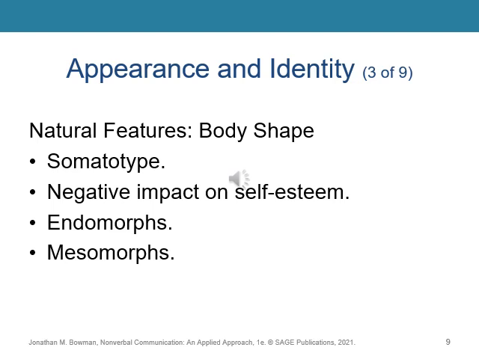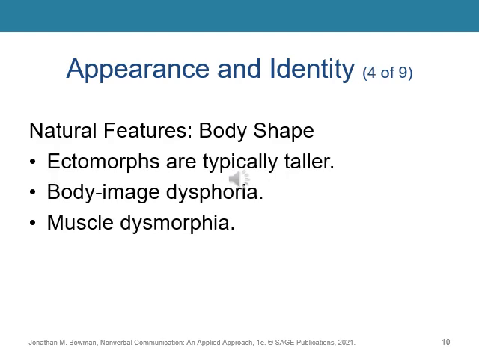plumper, or curvier shape. Mesomorphs refer to individuals whose body is characterized by more muscle and a medium height, resulting in an athletic-looking V-shaped torso. Ectomorphs are individuals whose body is characterized by little muscle or fat and a tall height, resulting in a longer, leaner build. Body image dysphoria refers to obsessively believing oneself to have more body fat than one actually does and working to correct this perceived imbalance.